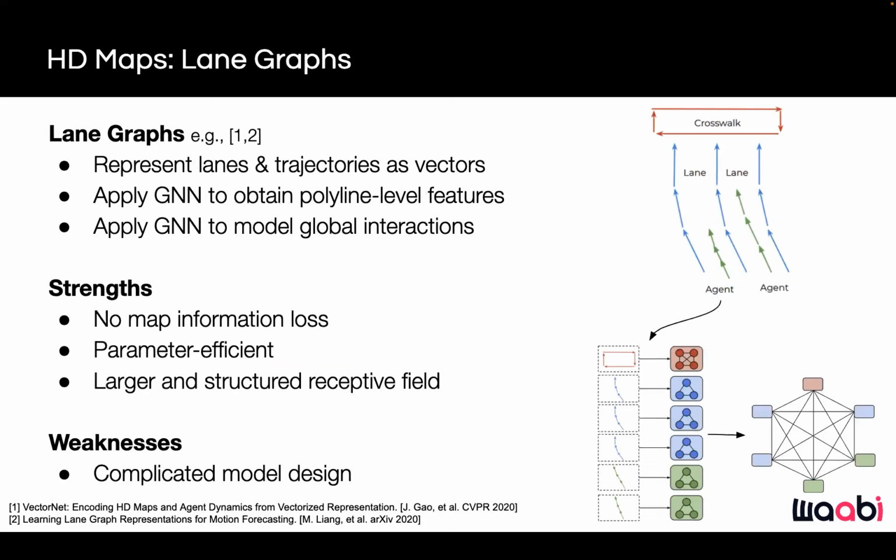A more intuitive and native representation is the lane graph, where we preserve the original vector format of lanes as well as the trajectories. We can use graph neural networks to obtain polyline-level features and model interactions between lanes and agents. The lane graph representation does not lose information, it can capture a larger structured receptive field, and is more parameter efficient in feature learning. However, it requires a careful design of node and edge features to fully capture the semantic information from the HD map.